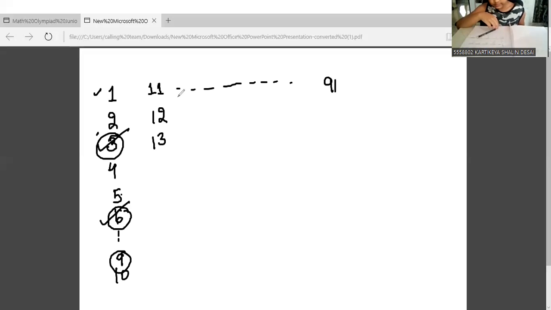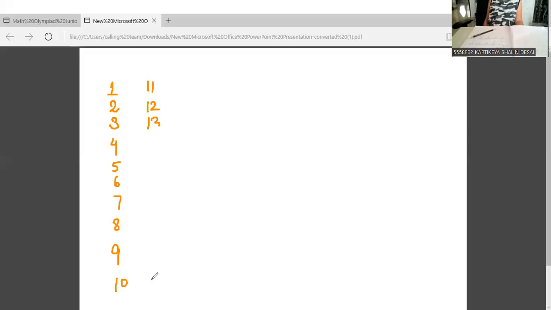Correct? You'll do one thing by the next class. You will write all the numbers from 1 to 100. You will write the whole counting: 4, 5, 6, 7, 8, 9, 10. This way 11, 12, 13, so on up to 20, then 21, 22, 23, so on up to 91, 92, 93, so on up to 100.